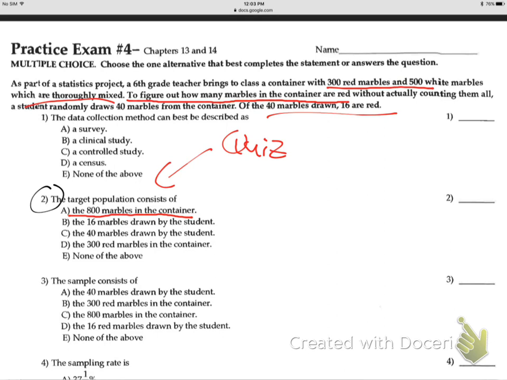We all good? Would the sample be the 40 marbles? Yeah, so if they asked for the sample, question three, what's the sample? The sample's the 40, exactly. The 40 that they pulled out. That's right on. Does it make sense? So you always have the population is like the whole thing, and the sample's the small thing you take out of it. Yep, that's exactly right. Good. All right. So let's move ahead then.